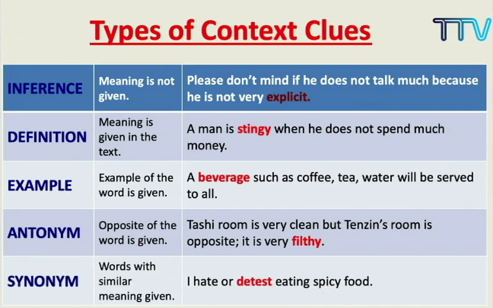Let us take antonym. The opposite of the word is given. Tashi's room is very clean. Again, you see mistake. So there are some mistakes here, we make mistakes. So Tashi's room is clean, but Tenzin's room is opposite.